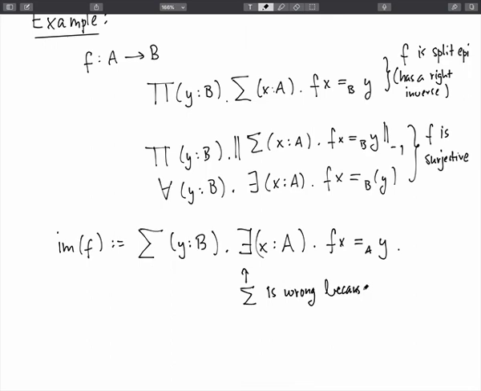Because then the image of f becomes always isomorphic to A. That's going to be another exercise. So if you put in the sigma, you get a silly thing. You can show that what you got is always the same as A. But if you put in exists, you get exactly what you want, which is the image. Okay?